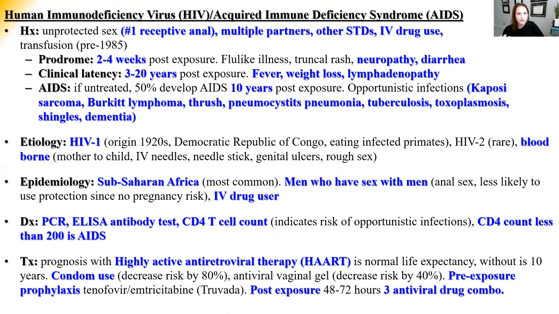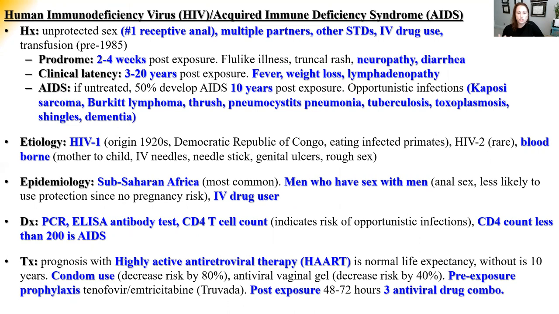And then we progress to AIDS. If untreated, 50% of HIV patients will progress to AIDS within 10 years. This is where we start to see the opportunistic infections, and these are good exam questions here. Kaposi sarcoma, Burkitt lymphoma, thrush, pneumocystis pneumonia, tuberculosis, toxoplasmosis, shingles, and dementia.